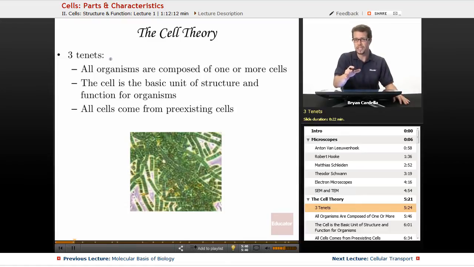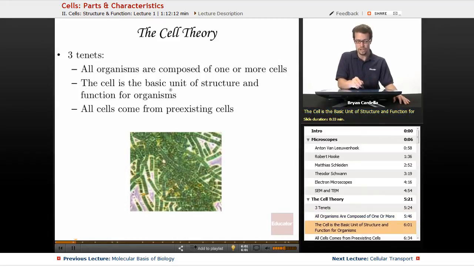In the future, it's possible it might be modified, but as it is now, this is the cell theory. The first tenet: all organisms are composed of one or more cells. So if you have something that is not made of cells, it is not alive. It has to be made of at least one cell, 2 cells, 16 cells, 100 trillion cells, and then we can call it an organism that's alive.